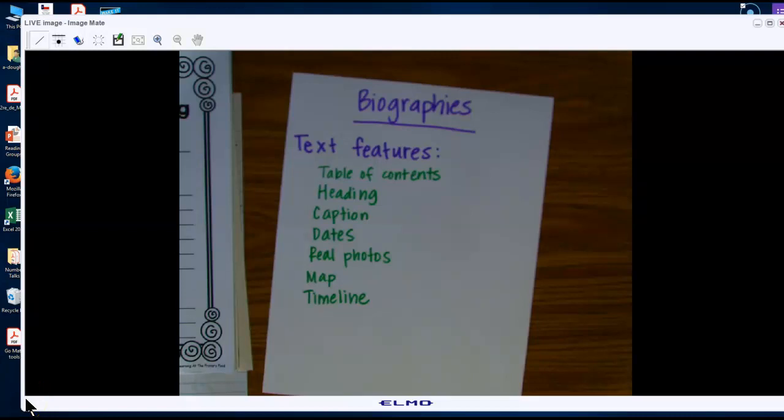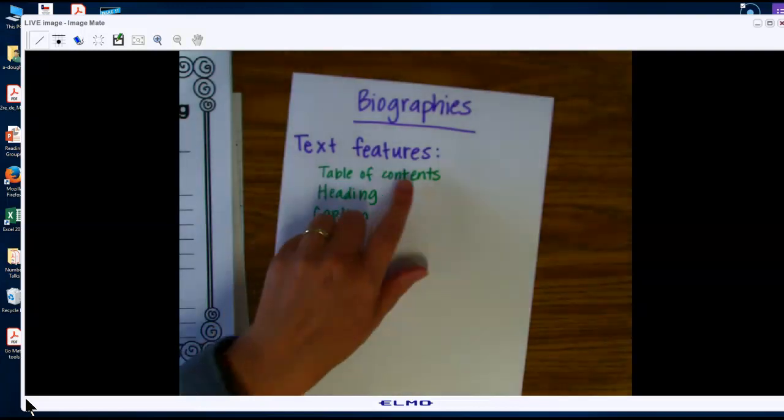A few days ago, we looked at a story about George Washington, and we wrote the different things we found in the biography. We call these text features. Not all biographies have them, but some do and some don't. But they're things that you often see in biographies. We said there was a table of contents that told me what page everything was on.